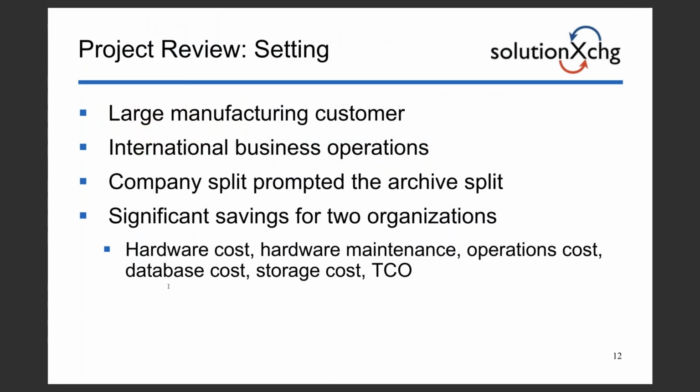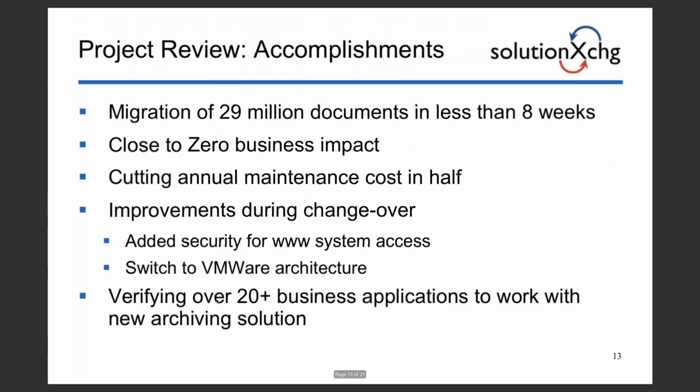So here, let me look at one specific project. This one here is for a large manufacturing client with international business operation. The company split into multiple entities, and that split also prompted a split of the underlying archive. There were significant savings for the two organizations. Initially, a migration from a legacy OpenText archive allowed them to reduce hardware costs significantly, reduce hardware maintenance and operations cost. A dedicated support person was able to be rededicated to other tasks. Database costs were saved, storage costs were saved, and overall total cost of ownership was dramatically reduced.